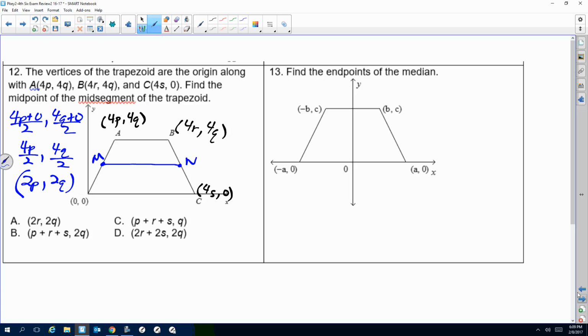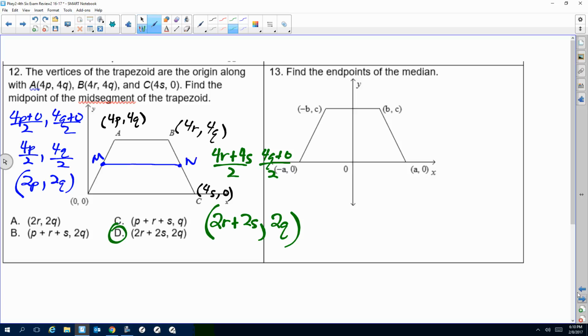And then I check, do I have that? I have a 2R, 2Q, so that doesn't work. So let's go to the right side. Excuse me, sorry. So now I'm going to do 4R plus 4S divided by 2, and then 4Q plus 0 divided by 2. We're going to simplify this. 2 can go into both terms, so this simplifies to 2R plus 2S, comma, and that is just 2Q. So I look, do I have that one? Yep, there it is, D.